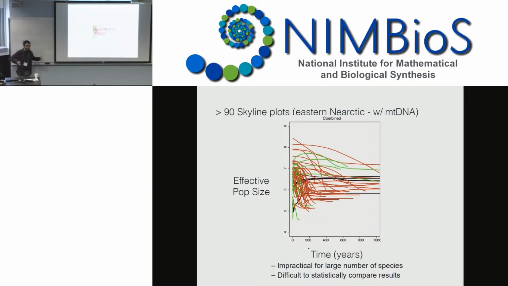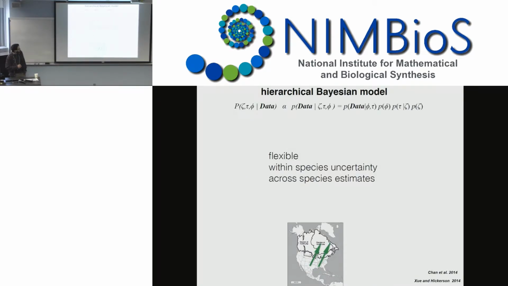We want to put this in a sort of global model to make inferences about the entire assemblage. At least we want to try to do that. And so we turned to a hierarchical Bayesian model, and these are good. They're flexible. We can incorporate within species uncertainty as much as we want, but we can also make across species estimates.